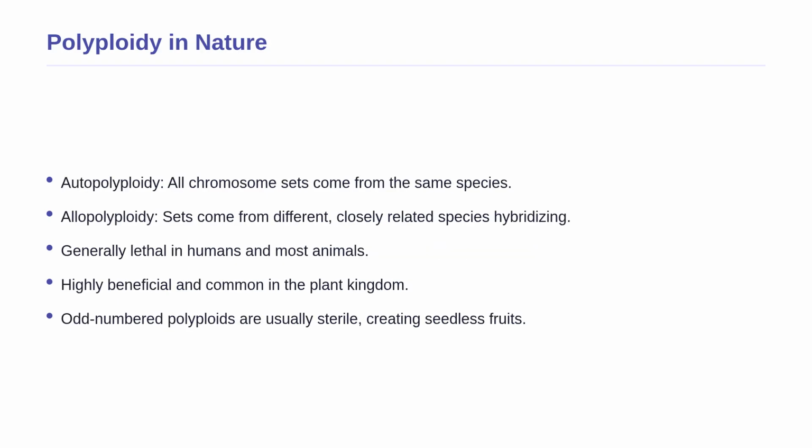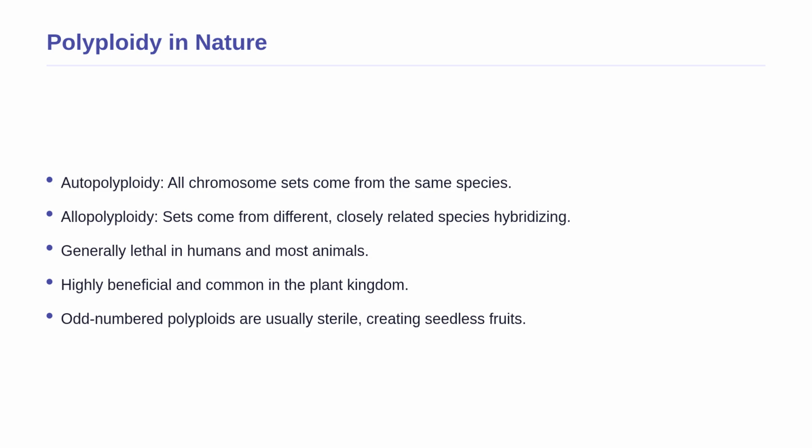This massive scaling up of genetic material has very different consequences depending on the organism. Polyploidy can be categorized into autopolyploidy, where all chromosome sets come from the same species, and allopolyploidy, where the sets come from different but closely related species hybridizing. While polyploidy is generally lethal in humans and most animals, it is incredibly common and highly beneficial in the plant kingdom. In fact, many of the fruits and vegetables we eat every day are polyploids.